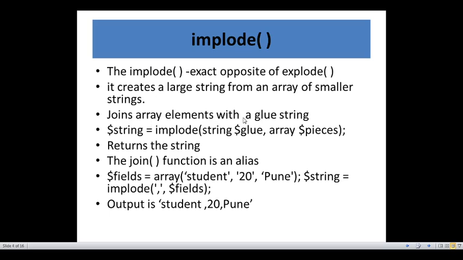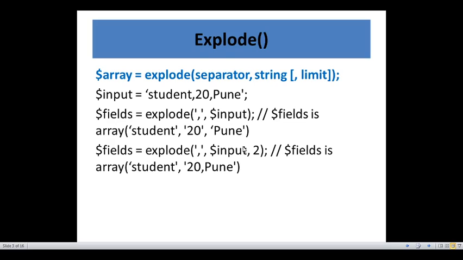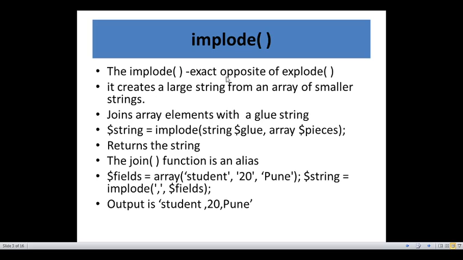It joins the array elements with a glue string. Glue is a separator. See, in the explode function we use a separator, and in the implode function we use glue. Glue, comma, array $pieces. It returns the string. We can also use the join function. It is an alias of the implode function. See how it works here.